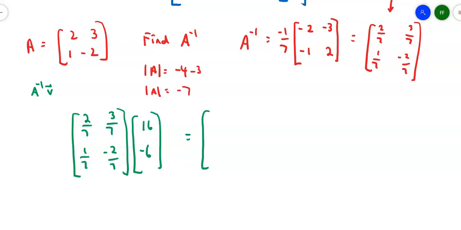I'm going to write it out in long form here. 2 times 16 is 32. 3 times negative 6 is negative 18. And that's over 7. And then the bottom one is going to be 16 plus 12 over 7.